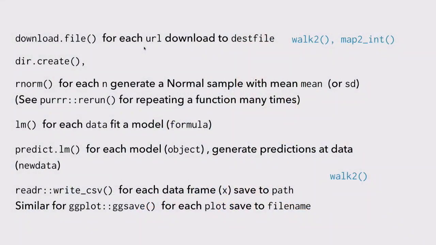If you're doing anything with files, walk's often a candidate. So the two here would have been download.file and write_csv. But you want to have a look at those functions and see what they return, because sometimes they'll return something that says whether that operation succeeded. So you might think about using walk2 here.